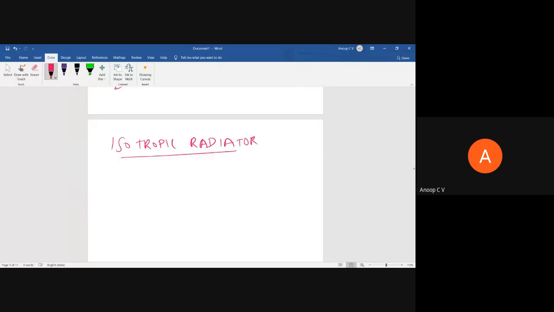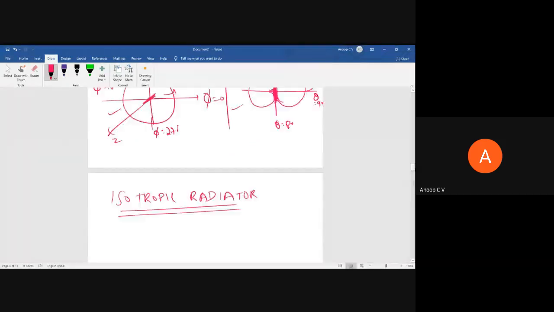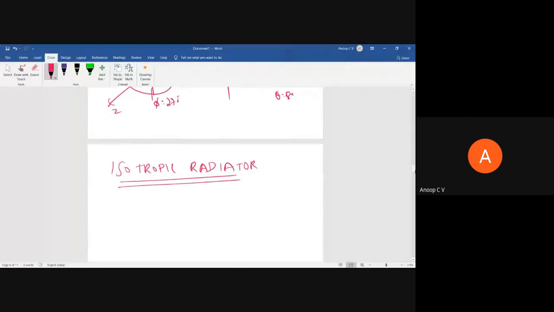Right. So when you studied about the crystal lattice and all, you might have studied isotropic and anisotropic. What do you mean by isotropic? The literal meaning of isotropic. Can anyone tell me what is the literal meaning of isotropic? You might have studied it when you studied about crystal lattice and all.